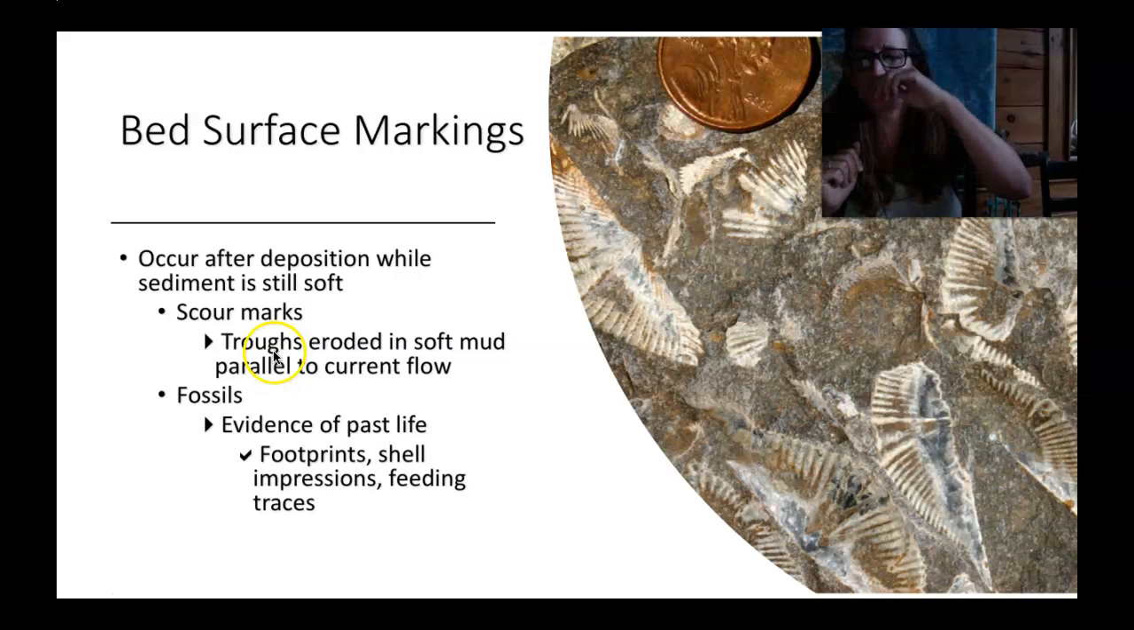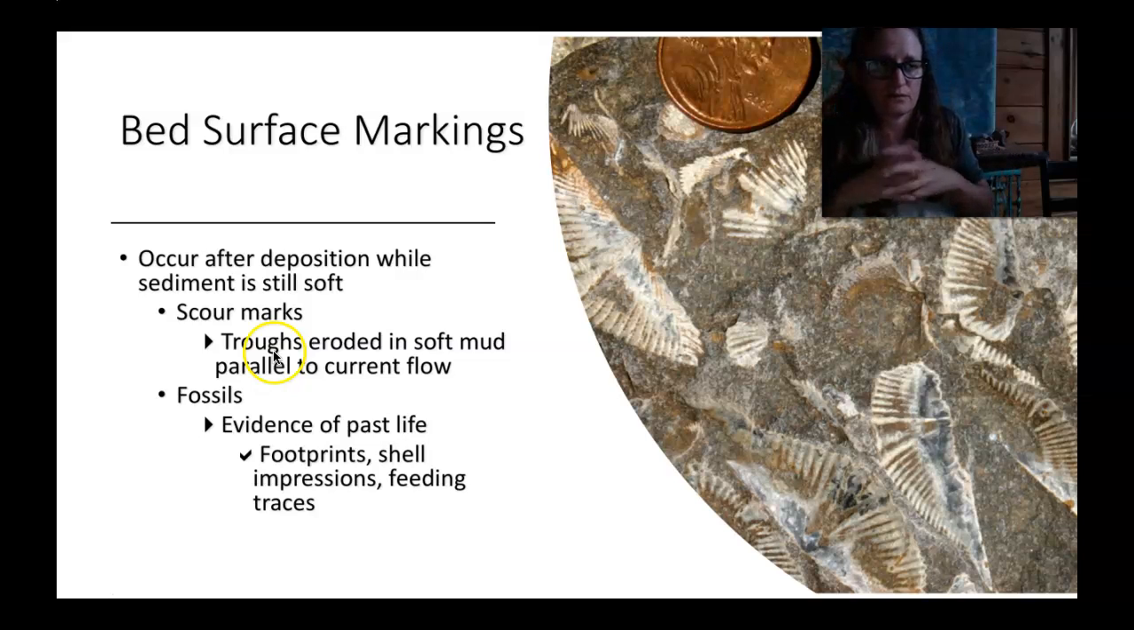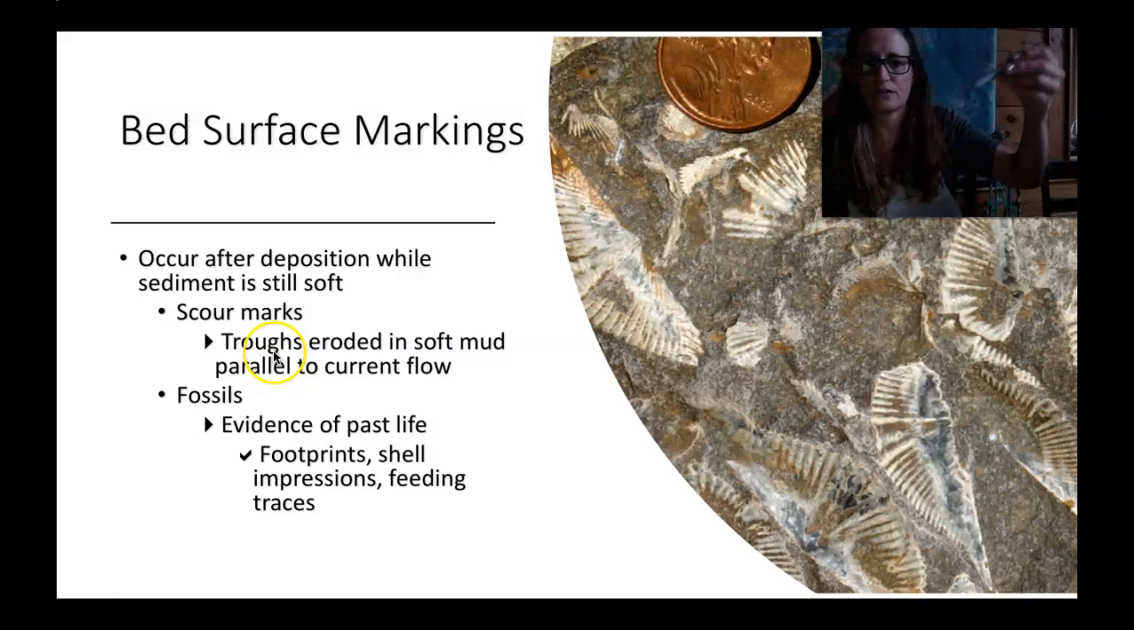Another thing that can happen is called scour marks. This is where a sediment, like a clay, would be on the bottom of a lake or bottom of a river, and then say a stick came through and gouged into that sediment, leaving a mark. That's a scour mark.